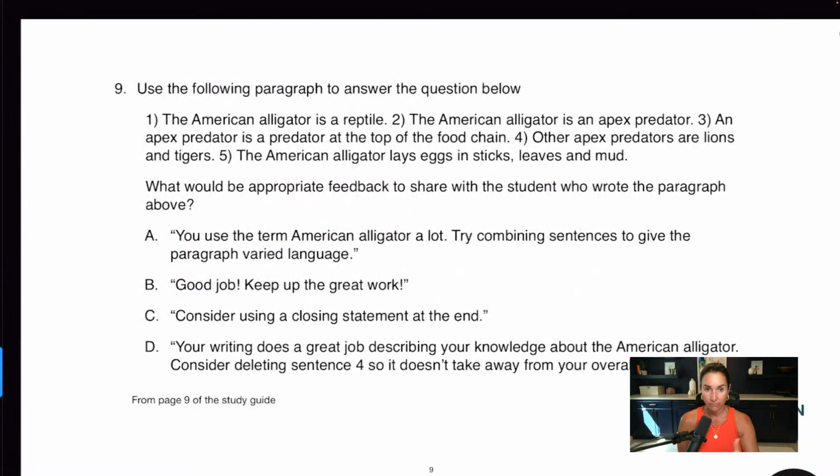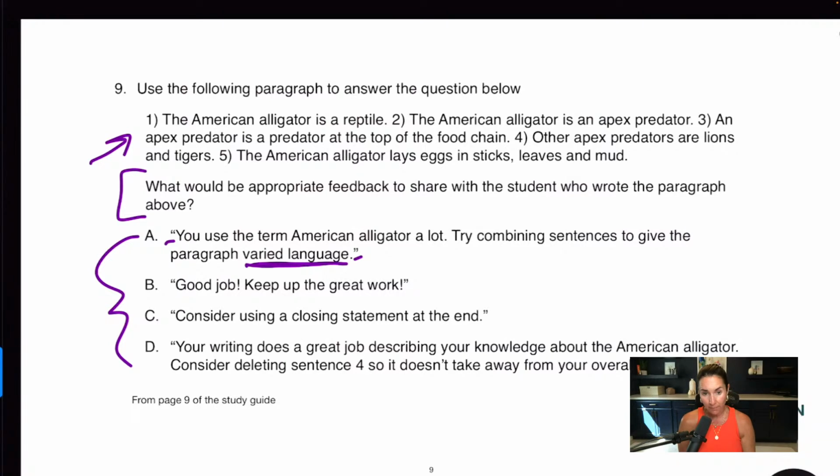Now, you'll see stuff like this where you have a piece of student writing here. You've got the question stem and you've got all of this here. And I can see there's quotes here. You'll see this on the exam. Just read these and see what you think. Okay. So it says, you use the term American alligator a lot. Try combining sentences to give the paragraph varied language. And I like the term varied language. Varied language for the writing section of the exam is good. Want to teach students how to vary their sentences so they're not so robotic. So A is okay. I don't see anything positive in A, which we want to do positive feedback, but I'm going to leave it.